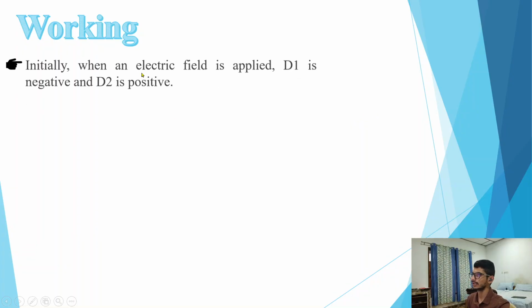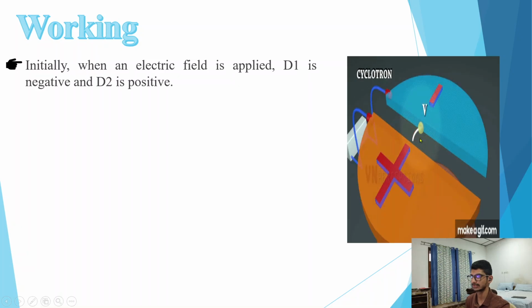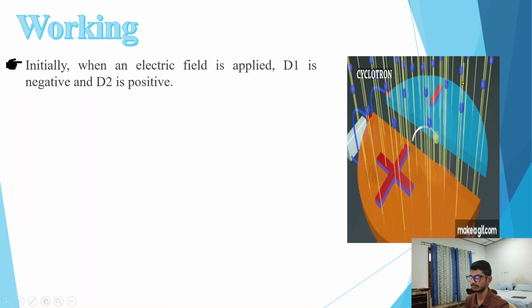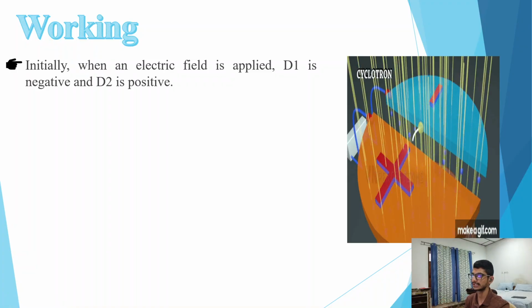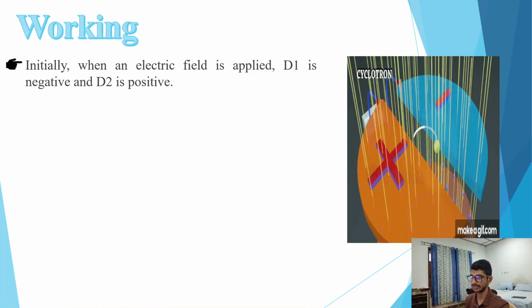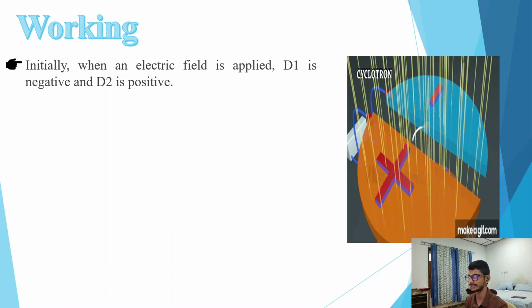Initially, when an electric field is applied, D1 is negative and D2 is positive. We can assume that the polarity of the Ds at the starting is that D1 is negative and D2 is positive. So we can say the positively charged particle will get attracted toward D1, which is negatively charged. See, this is how it works. The positively charged particle will go toward the D, and then it gets electrostatic shielding inside the D, and after that the magnetic Lorentz force gives it the circular path.